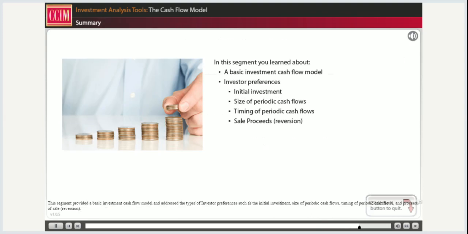This segment provided a basic investment cash flow model and addressed the types of investor preferences such as the initial investment, size of periodic cash flows, timing of periodic cash flows, and proceeds of sale or reversion.